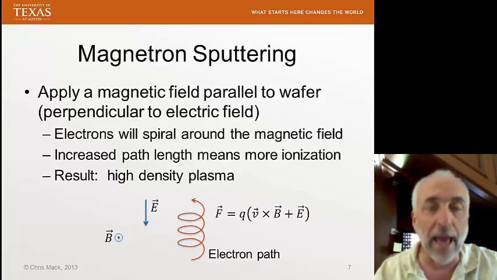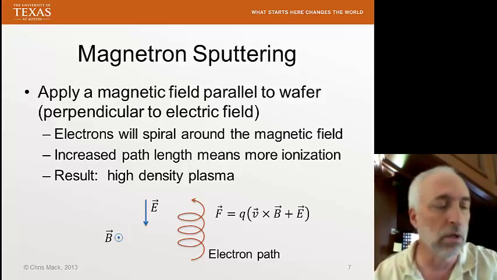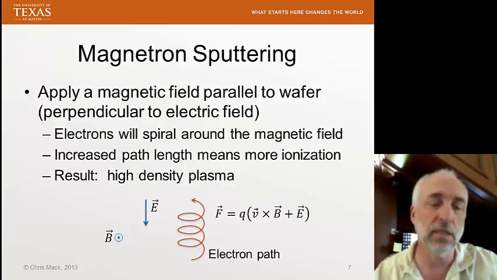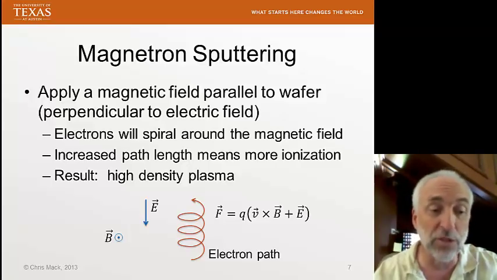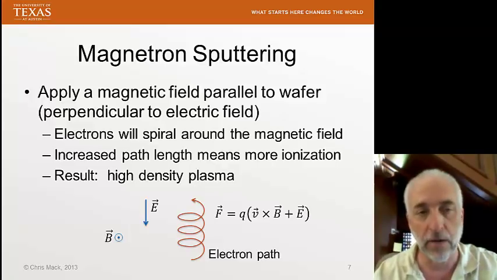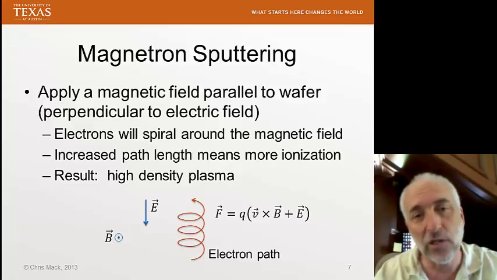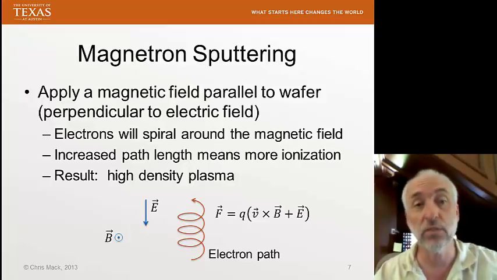Well, how can we do that? One way is with pressure. Higher pressure, more argon atoms, more argon ions being generated, and therefore faster deposition rates. But there's a problem with too much pressure, too many collisions, etc. Mean free paths become very small. But there's a way to increase ion densities in the plasma without increasing the pressure.